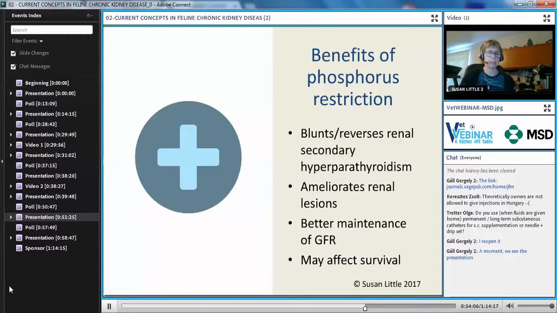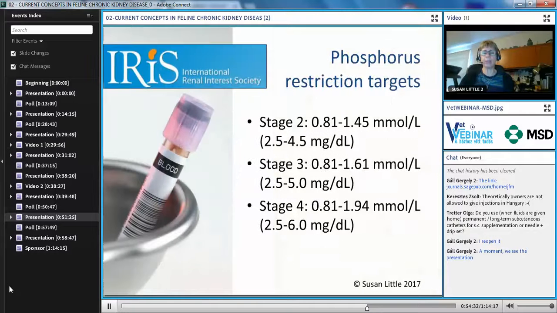So I think sometimes we have problems changing cats to new diets because we're trying to do it under bad circumstances. So I did mention serum phosphorus. I think this is really important for us to remind ourselves of why phosphorus restriction is so important in our chronic kidney disease patients. So it does either prevent or reverse secondary hyperparathyroidism that we can see. It decreases the severity of the renal lesions. It maintains glomerular filtration rate. And there does seem to be some evidence that cats with controlled phosphorus levels will live a longer life than cats that have higher serum phosphorus levels.